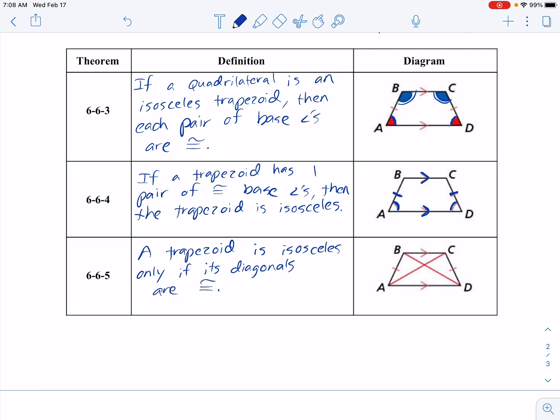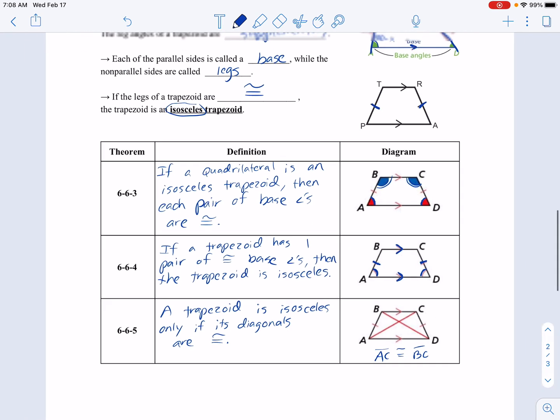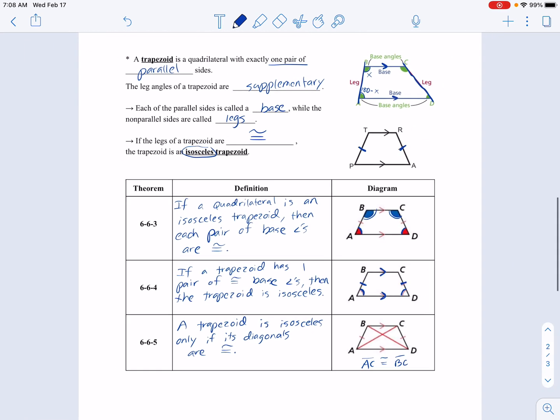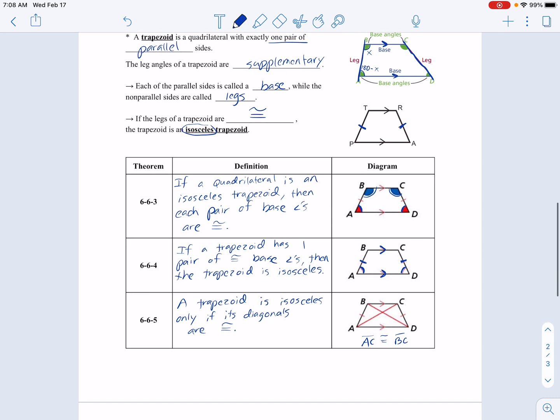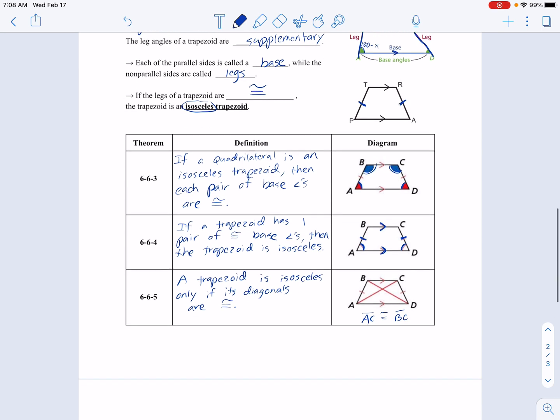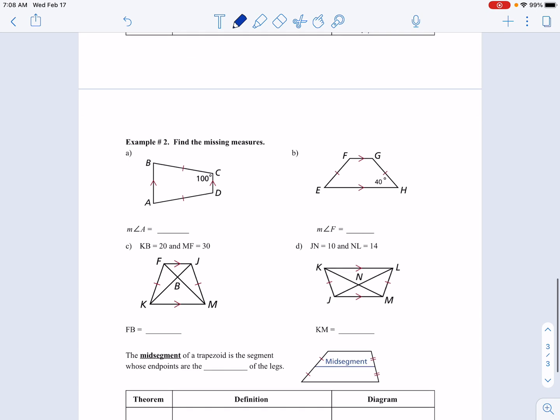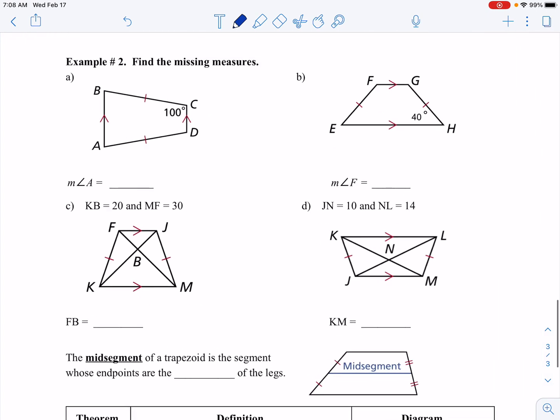All right, so our diagonals are congruent here. AC is congruent to BD. Okay, plenty of properties here that we're going to use to solve for some missing measures on our last page here. Starting, let's do example A. Let's do A and C together, and then you can try B and D on your own.